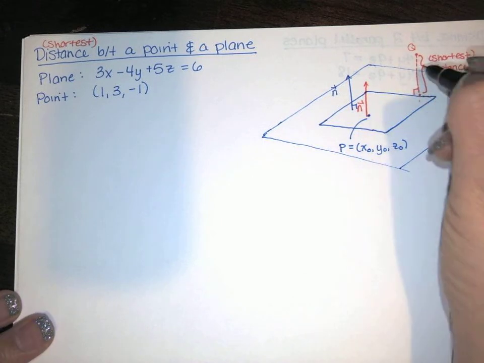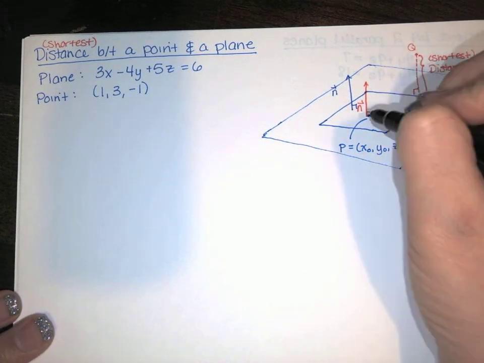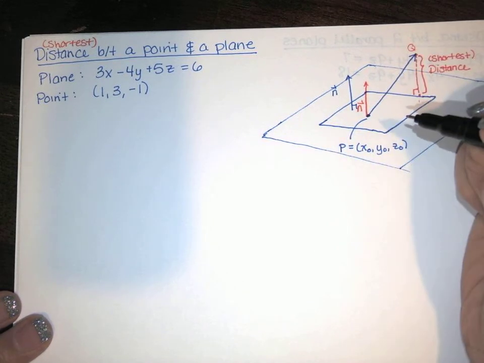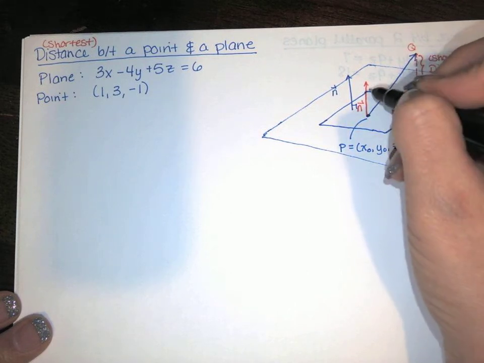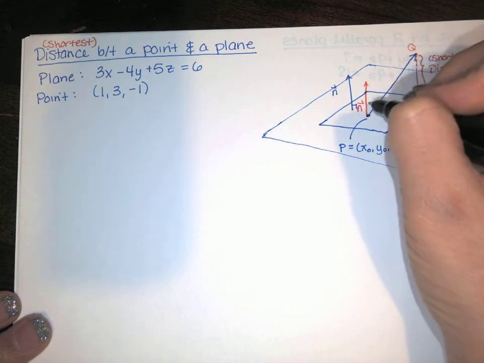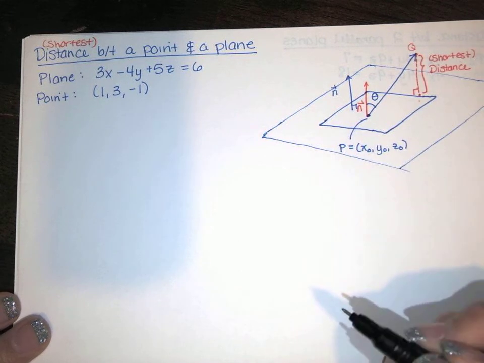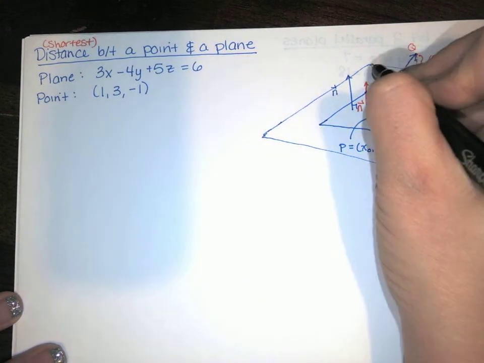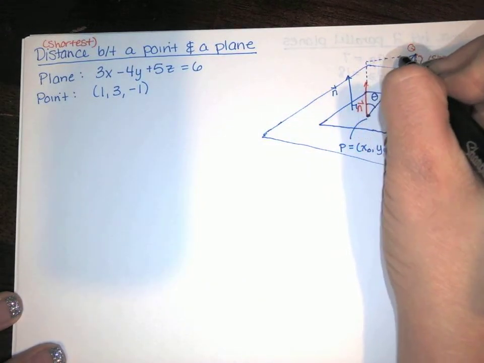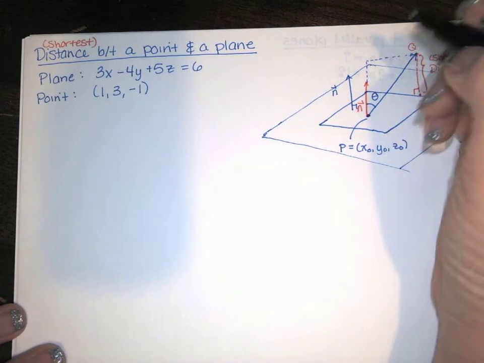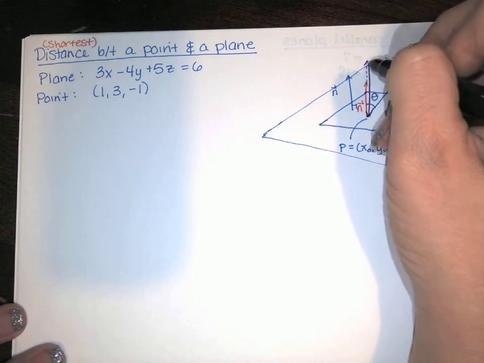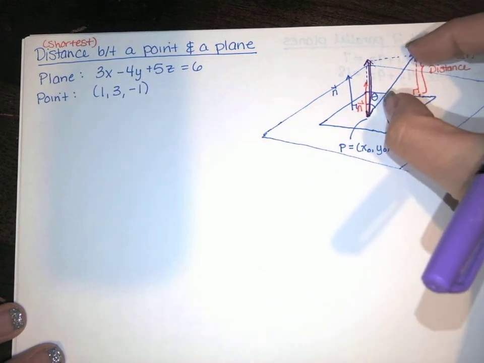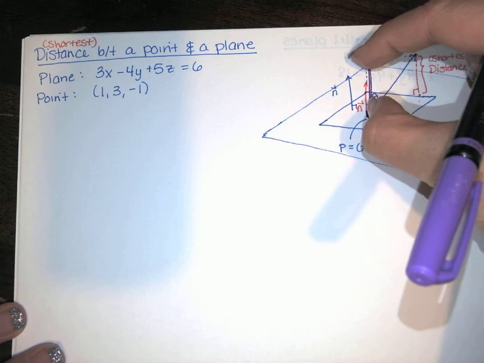Now, in order to find this distance, I'm going to create a vector that starts at P, a point in the plane, and goes to Q, the point outside of the plane. Do you guys see that this is N and that's PQ, so the angle between N and PQ is right there? What we want is this distance. It's a little bit hard to see. We want that distance right there. Do you remember what that is? Well, it's the part of PQ that is lying in the direction of N.